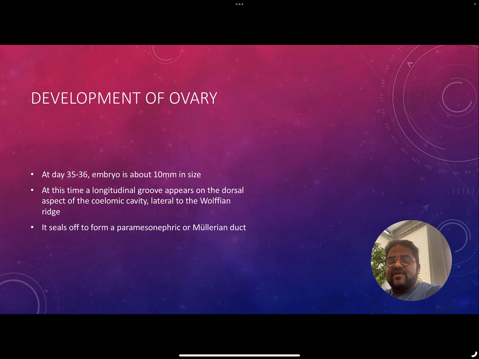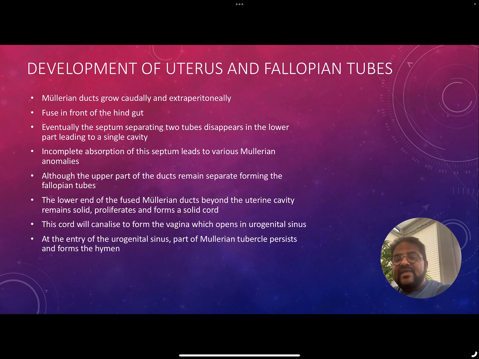At day 35 to 36, the embryo is about 10 millimeters in size, and at this time a longitudinal groove appears on the dorsal aspect of the coelomic cavity lateral to the Wolffian ridge, and it seals off to form paramesonephric or Mullerian ducts. Now these Mullerian ducts will grow caudally, meaning down, and extraperitoneally, and they will fuse in front of the hindgut from which the rectum is going to be formed.